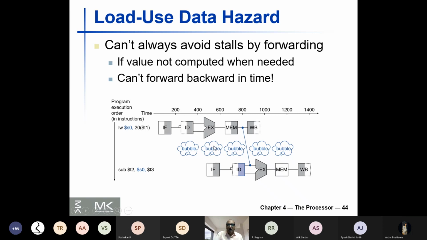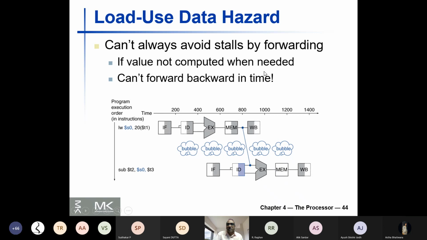If you want to handle the situation, we still need to stall the pipeline for one cycle, so that after that we can forward the data from memory directly to the execution stage. So in this specific case, known as the load-use data hazard, a load is followed by an arithmetic instruction which requires the data from the load. The pipeline has to be stalled for one cycle, so that the data will at least be available for forwarding to the current instruction. So we can't always avoid stalls by forwarding.